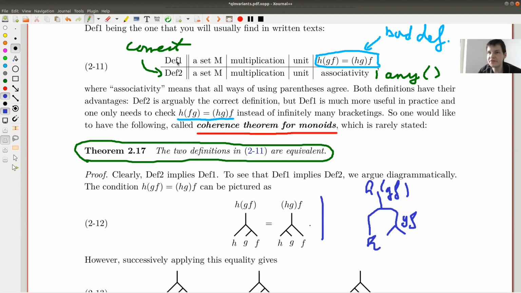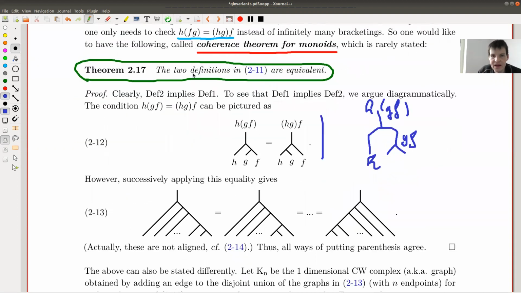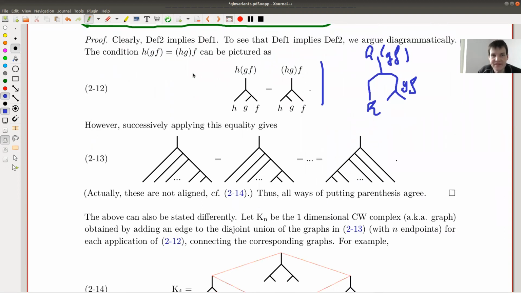So I'm going to argue now that definition 1 implies definition 2. Okay. And the only thing you need to check is that if you have a bigger diagram, then you successively apply just a small step, just putting one leg. So basically, all I do is I pull one leg across, right? That's the only thing I do. If you just do this successively, pulling this leg across, pulling the next leg across, then you will see that all bracketings are the same. And this implies that all ways of putting brackets are the same.